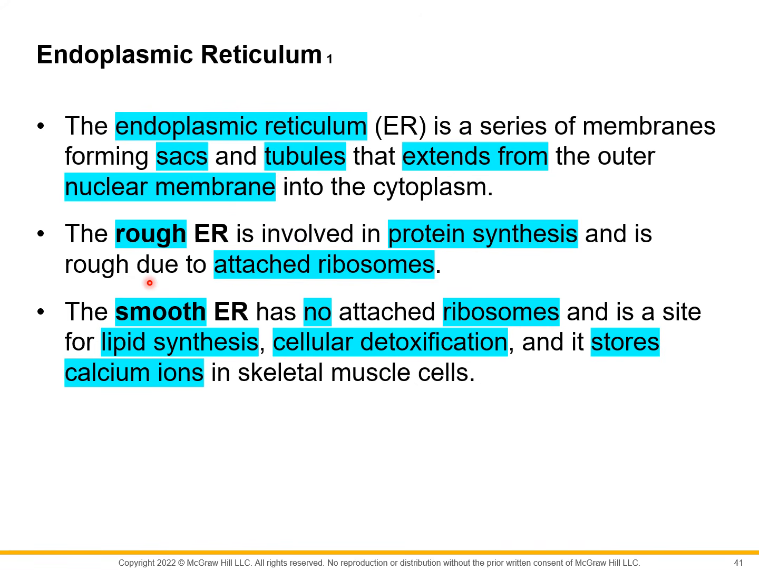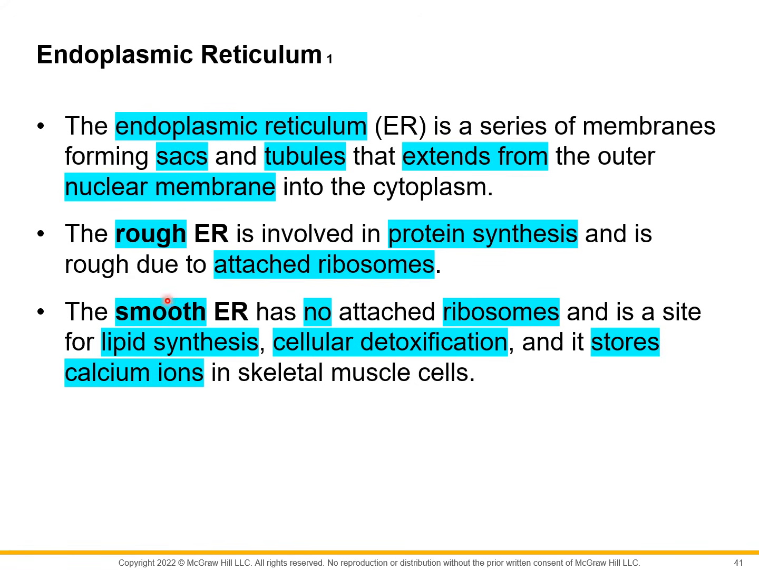Next is the smooth ER or the smooth endoplasmic reticulum. This one does not have any attached ribosomes. Wala daw pong ribosomes na nakadikit sa smooth ER. So since walang ribosomes dito, we won't be able to observe the creation of proteins sa smooth ER. What happens here is lipid synthesis or the creation of fat molecules, and cellular detoxification. So if there are any toxic materials within the cell, usually dito sa smooth ER, sila gumagawa ng paraan para ma-detoxify yung mga toxic materials na yun.